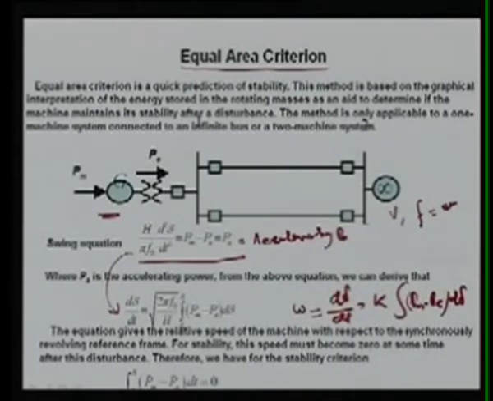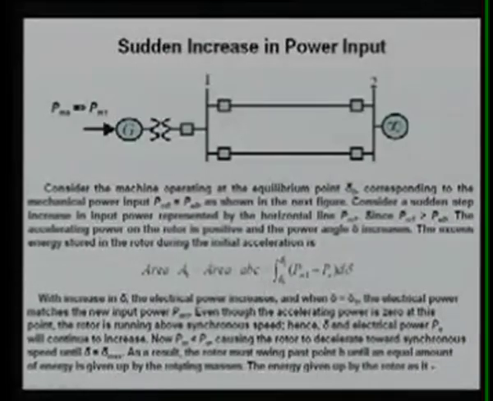For stability, this speed must be 0 at some time after the disturbance. Therefore, for the stability criterion this must be 0, meaning we integrate from delta naught, where it was operating, to delta. If we integrate for that period, then it will be 0. To understand this is very easy.